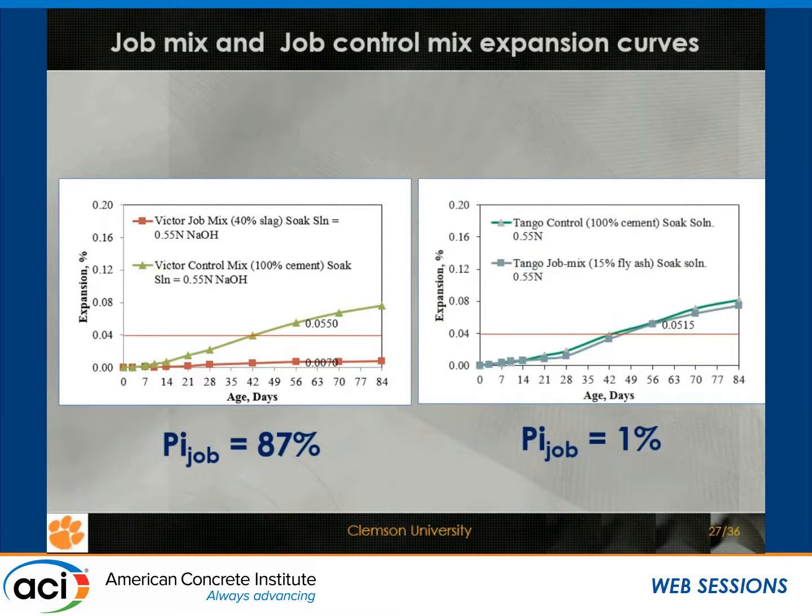And we have another case study. This was another pavement. That was the Tango taxiway. And we did the same thing, except here they used only about a 15% Class C fly ash, which is a recipe for disaster if you're trying to control ASR. And that's exactly what happened here. Really, there was no difference between the two. And if you look at the performance index of that job mixture, it was about 1%. So virtually there was no control on expansion.